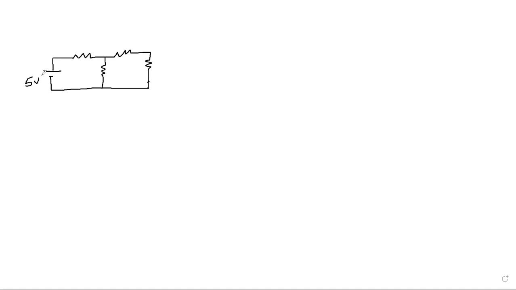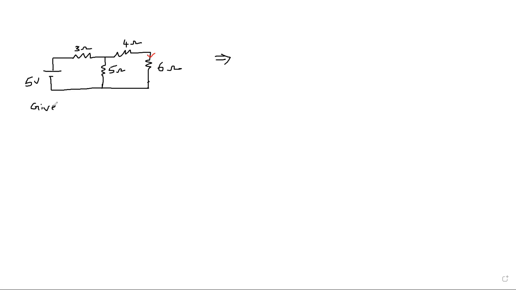The values are 5 volts, 3 ohms, 4, 5 and 6. Now what they are asking: find the current which is passing through the 6 ohm resistor by using Thevenin's theorem. So immediately what should we need to draw in the solution box?